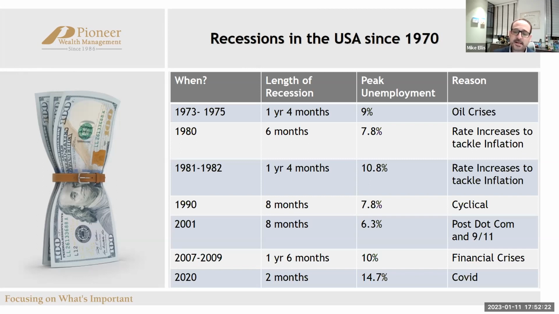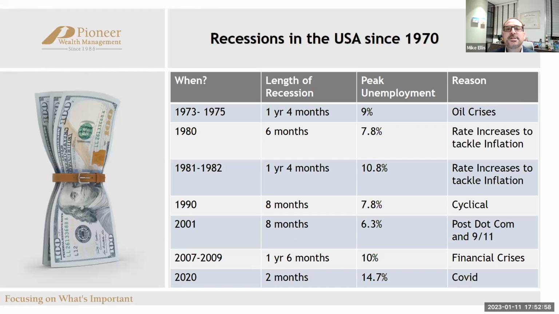And we've got 1990 cyclical. We've got 2001 following the dot-com bubble, following 9/11. And we've got the financial crisis, 2007-2009. Look at the length of time of the recession. These are not very long periods of time. These are months, or about 1 year. So that also gives you some comfort. From an investment point of view, we're all investing for longer than whatever's going to happen in the next year or so. The peak unemployment rate is very important.